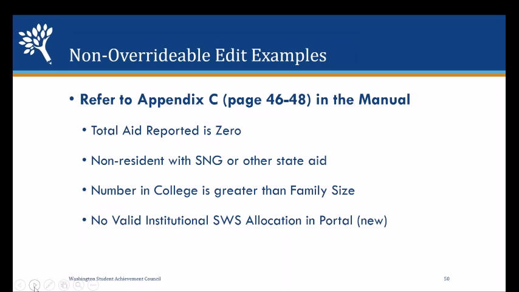For non-overridable edit examples, again, you have Appendix C, pages 46 to 48 in the manual. If your total aid reported is 0 is an example. If you have a non-resident with a state need grant or other state aid, that's going to throw an edit, and we're probably going to contact you if we see something that just doesn't look quite right. If your number in college is greater than your family size. And for state work study, if you don't have an allocation in the portal, you're going to get a non-overridable edit.